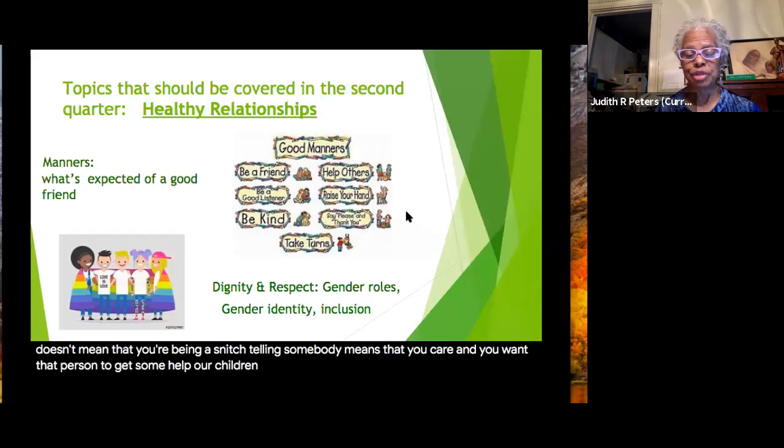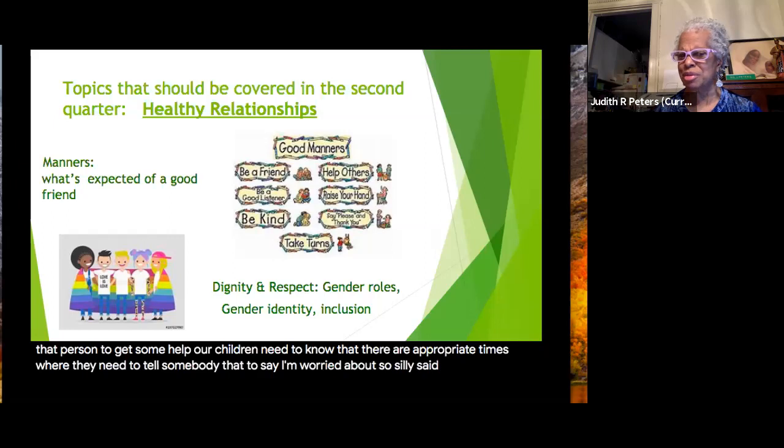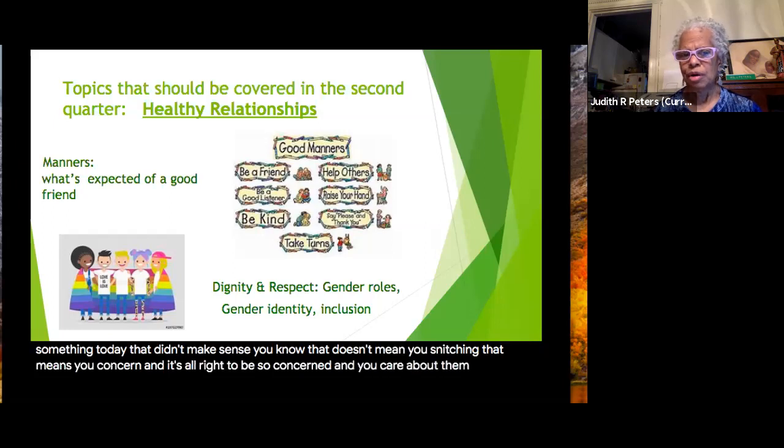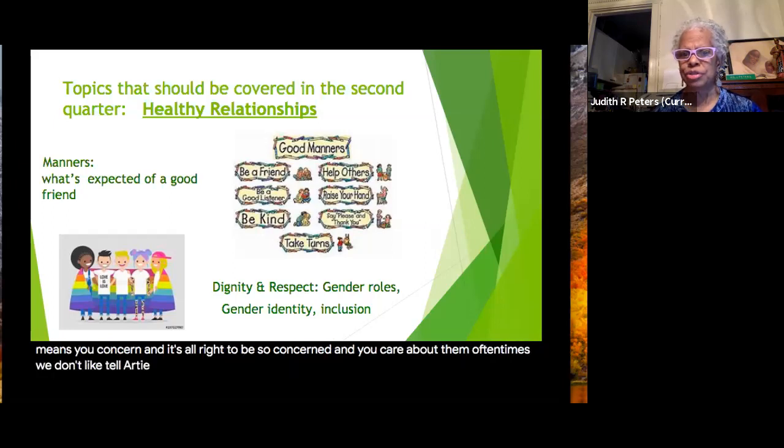Our children need to know that there are appropriate times where they need to tell somebody, and say, I'm worried about so-and-so. He said something today that didn't make sense. That doesn't mean you're snitching. That means you're concerned. And it's all right to show concern. That means you respect them and you care about them. Oftentimes we do not tell our children to do that.